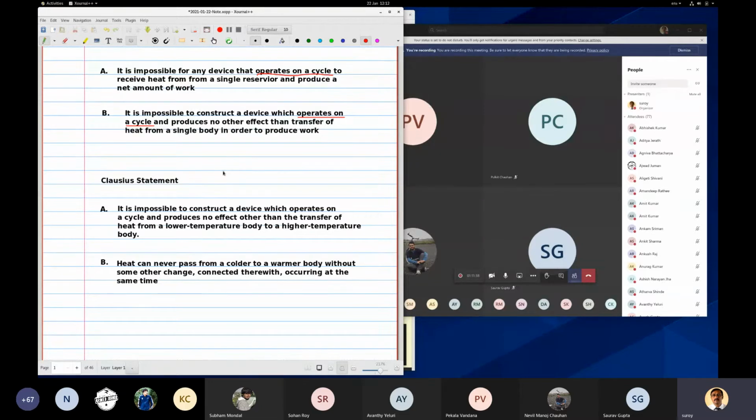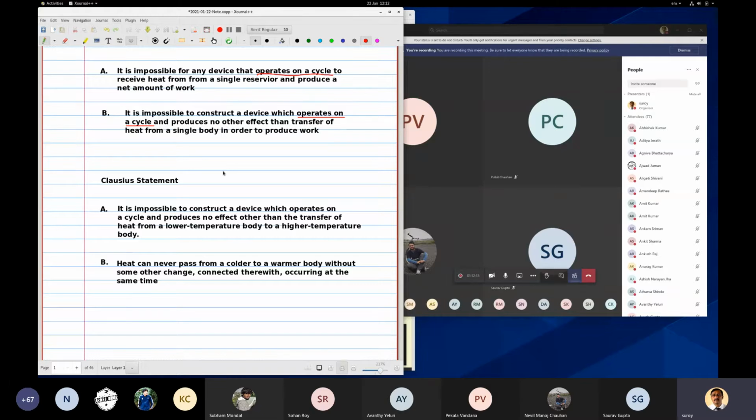So another statement of the Clausius statement is that heat can never pass from a colder to a warmer body without some other change connected with it occurring at the same time. So same example of the air conditioning or refrigerator, where we take heat from a colder space and throw heat out into a hot space. But we need a huge, expensive device like a refrigerator or an air conditioner.